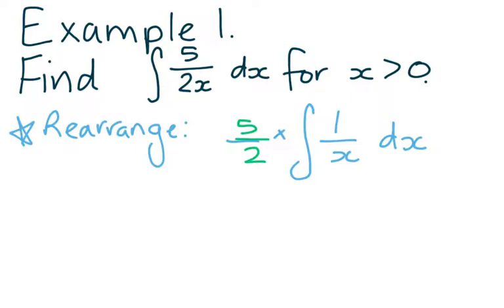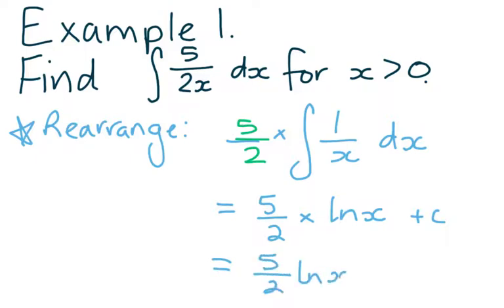Remembering that the number that we bring out the front of the integral sign can only be a number. It can't be a letter. So it could be a fraction, it could be a whole number, etc., but it can't be letters. Then we'll end up with 5 over 2 times, and 1 over x integrates to being the natural log of x, and then we have plus c on the end. So we've really got 5 over 2 natural log of x plus c, and that could also be written as 5 natural log of x over 2 plus c.